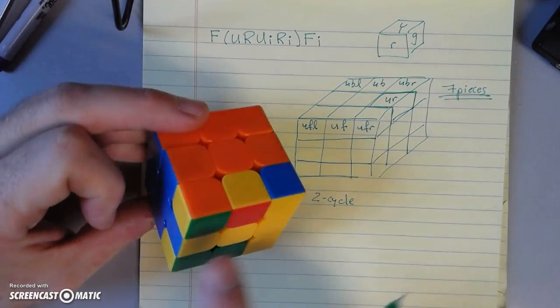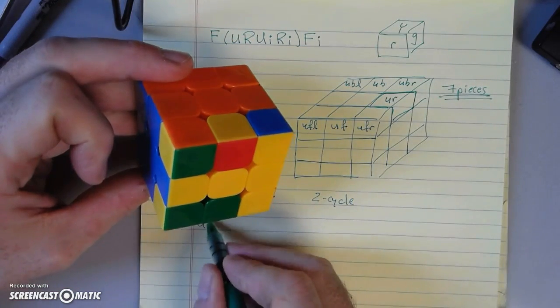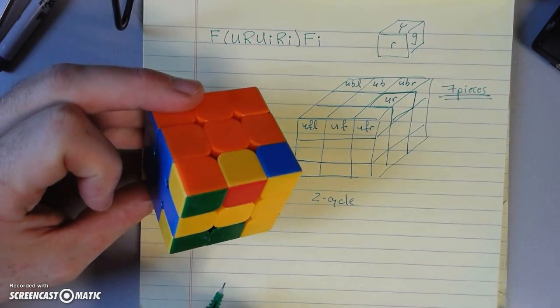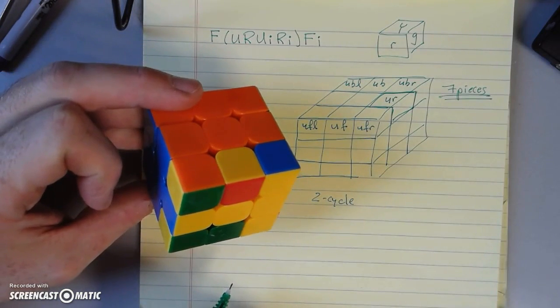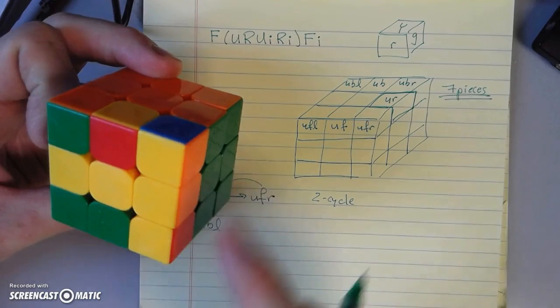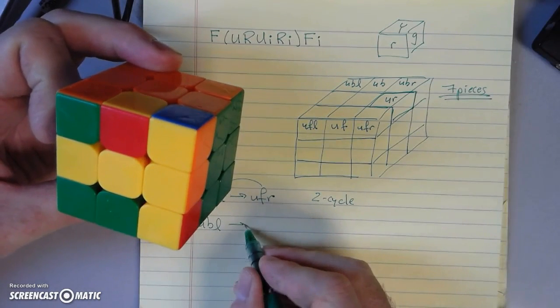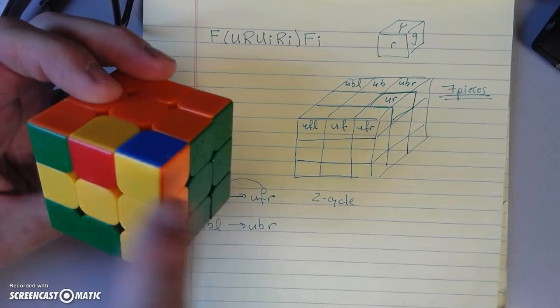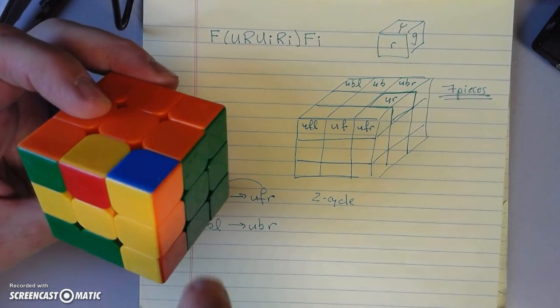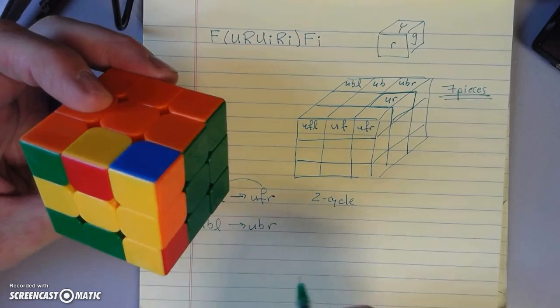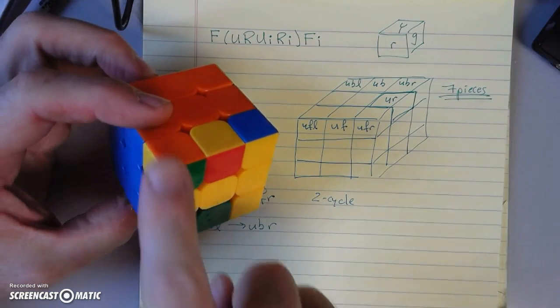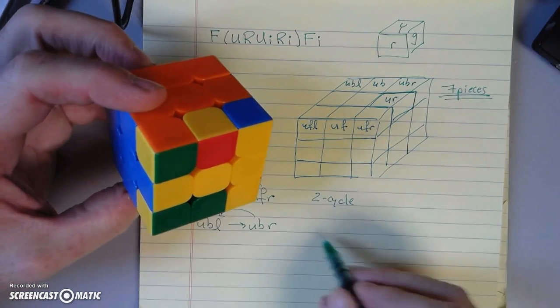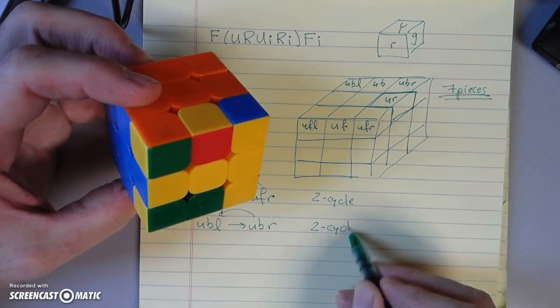Let's look at the other corners. How about this one back here? Up, back, left. It used to be blue, orange, and yellow. It's not anymore. Where'd it go? Went over here, to the right. So it went from up, back, left to up, back, right. The piece that used to be up, back, right was orange, green, and yellow. Where is that? It's over here. There's another 2-cycle. Two pieces cycling.